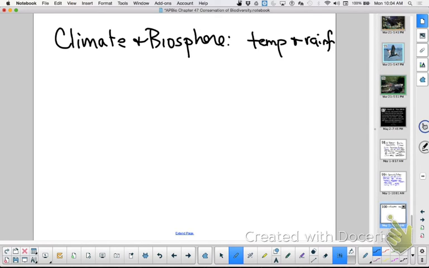What did we say climate was dependent upon? Temperature and rainfall. Okay? And we said you could increase your altitude or your latitude, and then you could go through the same biomes, right? We looked at terrestrial biomes versus aquatic biomes. Aquatic biomes are affected by abiotic things like depth, salinity, movement of water, and how much oxygen. You remember that? We talked about freshwater versus saltwater biomes.